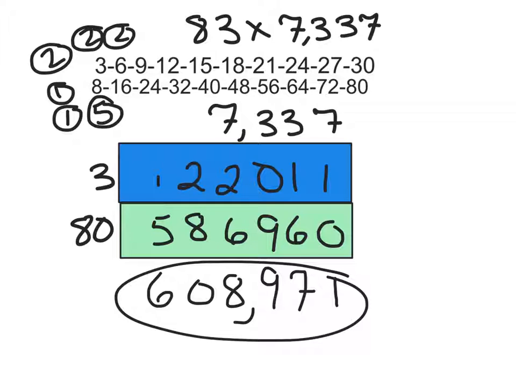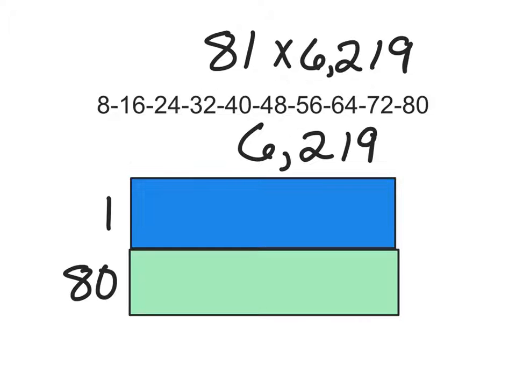And now, on to our fourth and final problem of this video. Alrighty, my friends, and here we go with our fourth and final problem of this video. And it is 81 times 6,219. And the first thing I did was do my counting by the numbers for eights.